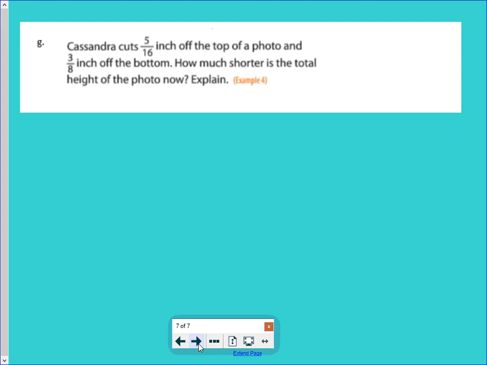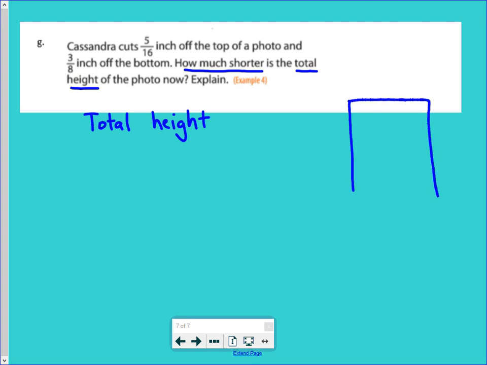So we got a couple things going on here. We got how much shorter is the total height. So total height. So our problem is going to be total height. Let's take a look here. So she cuts. So I'm going to draw a picture here. We got a photo. Here's our photo. She's cutting off 5/16 off the top and 3/8 off the bottom. So we're trying to figure out how much is left, how much shorter it is.